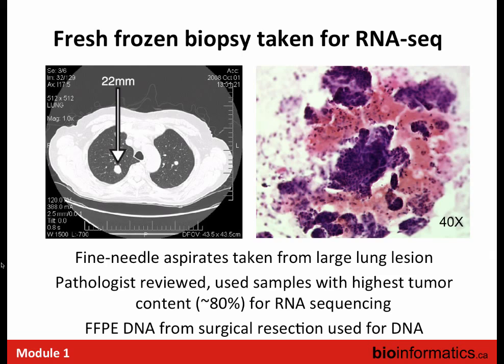So here's the mass. Here in the lung, it's a fine needle aspirate, so it's a mixed bag of cells, just like we discussed earlier. Pathologist review scored it as 80%. So relatively high tumor content, confronting this problem of tumor purity in this case. 80% of our reads are going to come from tumor, 20% from normal. And we also had formalin-fixed paraffin-embedded DNA, that highly degraded material I showed you earlier.